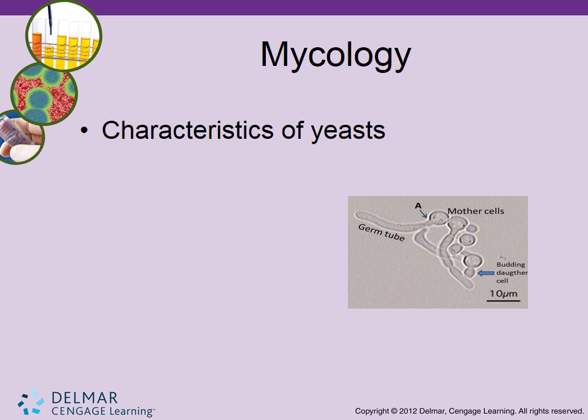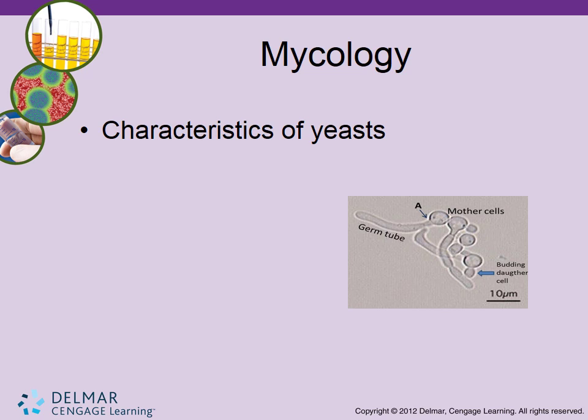When we are going to identify different types of yeasts, some of their characteristics you'll notice are that they have a germ tube and they will usually bud. These are going to stain gram positive when you stain them, but this is a great picture of a yeast showing the mother cell producing a daughter cell.